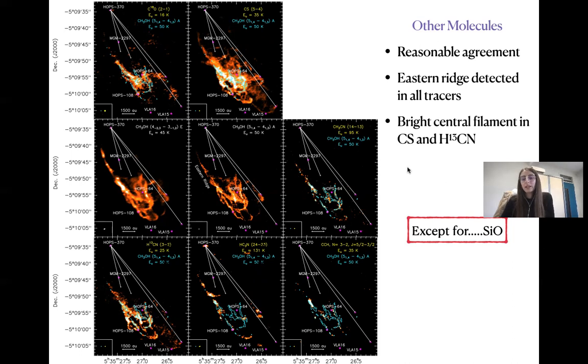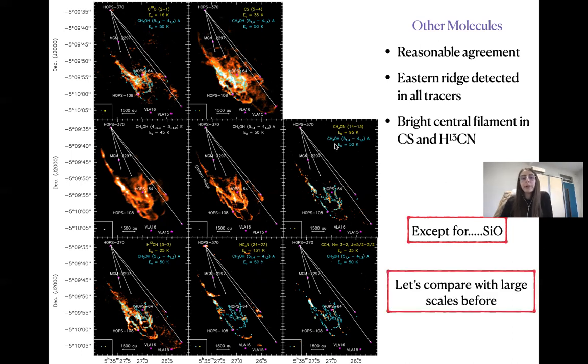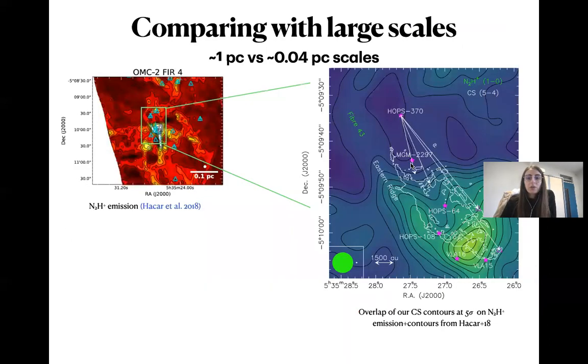But before showing you the SiO emission, I would like to compare what we have in here with respect to what was observed at larger scales. So here we show the N2H+ emission from Hacar et al. And if we zoom a little bit, you can see the N2H+ emission is shown in green. And we have overlapped the CS contours from our maps.